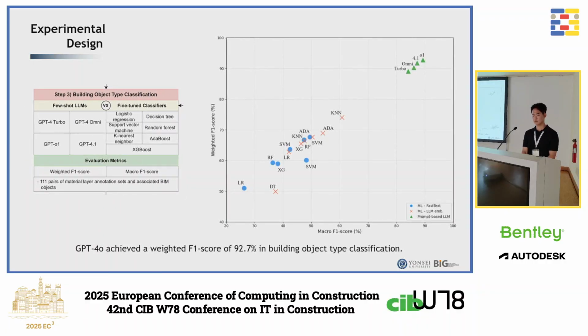In step 3, we again used weighted F1 score and macro F1 score to handle data imbalance. We found that LLM-based classification outperformed traditional machine learning models. Among them, GPT-o1 achieved the best performance with a weighted F1 score of 92.7%.